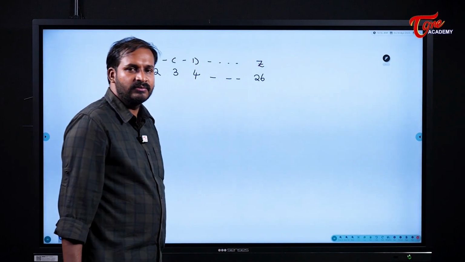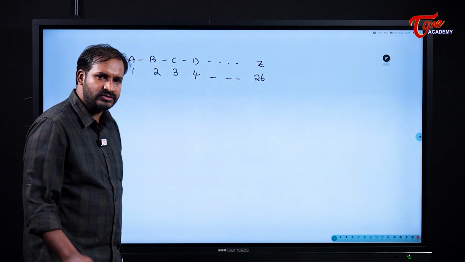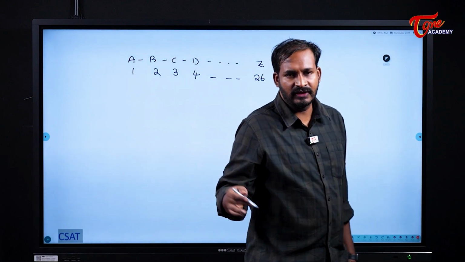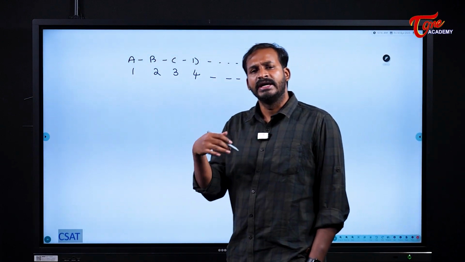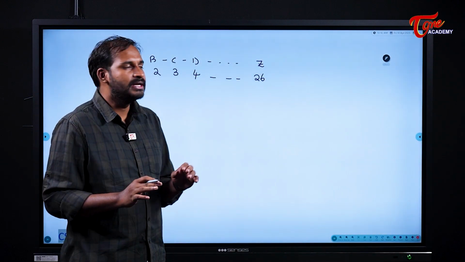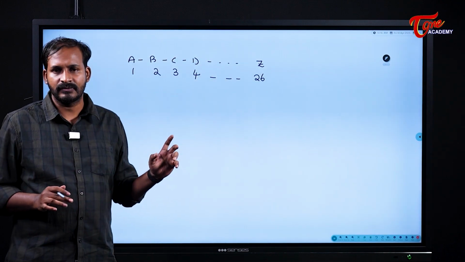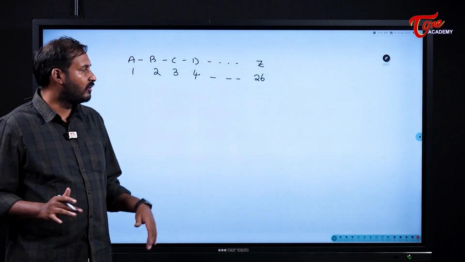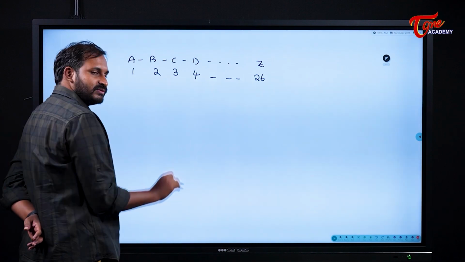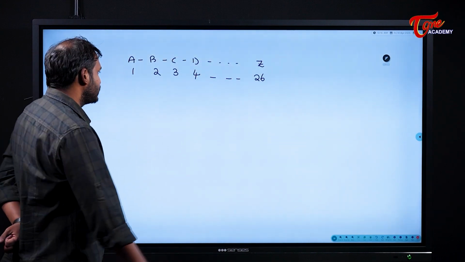See students, I think most of you have already remembered this, so I don't want to waste your time by once again saying how to remember all these things. It is up to you, but try to remember the place values of all the alphabets from 1 to 26 in any way which you like. Okay, definitely you should know the place values.